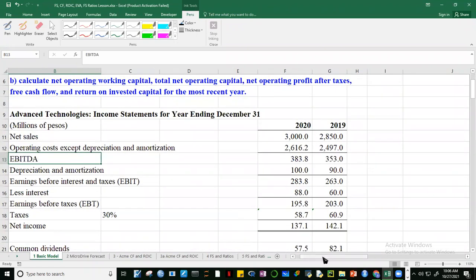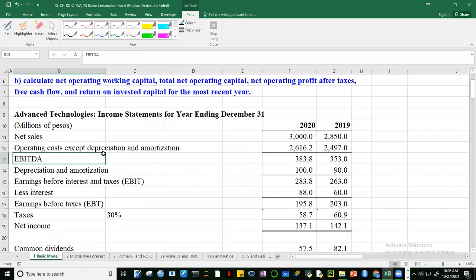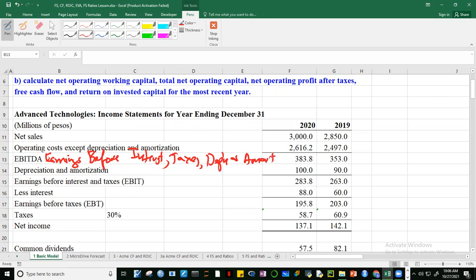So EBITDA is earnings before interest, taxes, depreciation, and amortization. So this is your EBITDA. How do you get the EBITDA? From your net sales, you deduct all the operating expenses, but exclude depreciation and amortization. Take note that interest and taxes are not operating expenses. So we have this EBITDA.